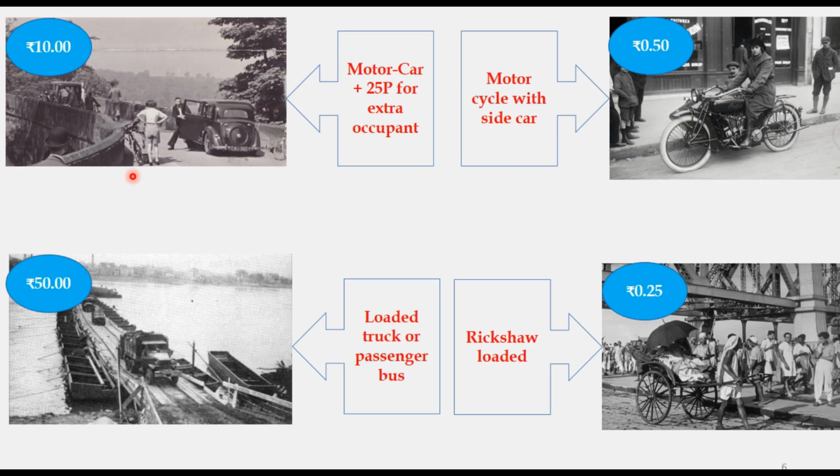Now India was having exposure to new modes of transportation such as motorcycles, motor cars, trucks, and even hand-drawn rickshaws. A motorcycle with a sidecar was charged 50 paisa, a motor car 10 rupees and 25 paisa for every extra occupant, but the highest was for a truck crossing a bridge, that was 50 rupees.